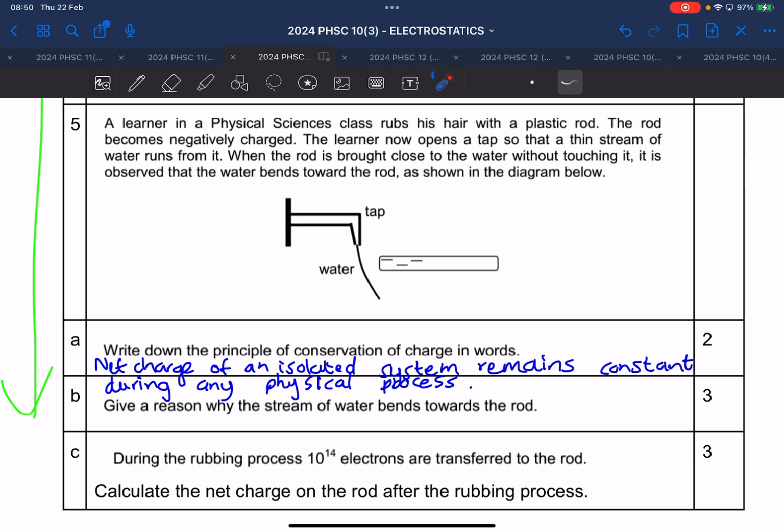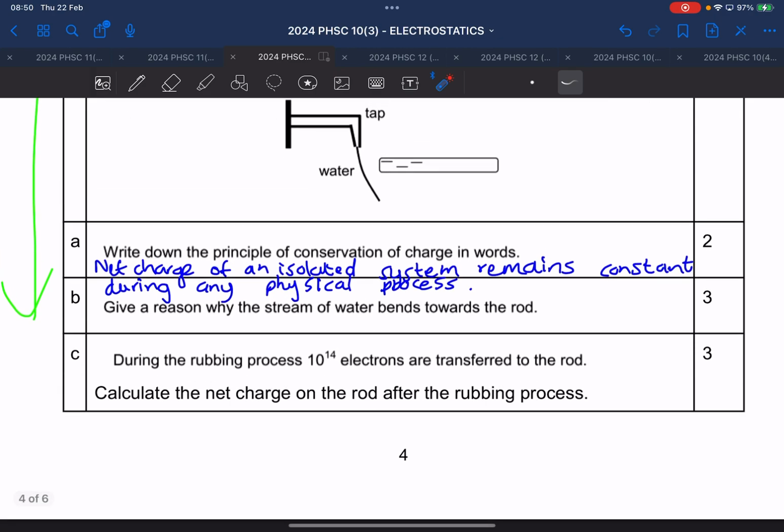Okay, next one. Give a reason why the stream of water bends towards the rod. And this counts 3 marks. Okay, 3 marks means 3 ideas. Not 3 words, not 3 facts. 3 ideas brought together. So I normally do it in 3 bullet points, so I know what goes together. So I'm going to do this one.